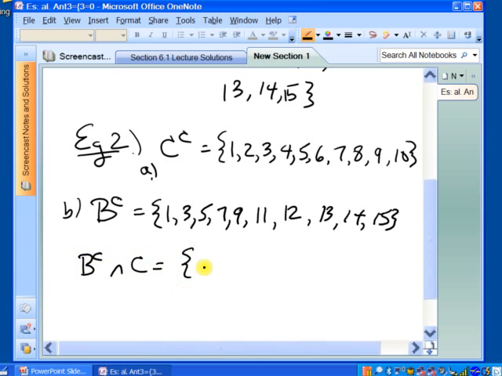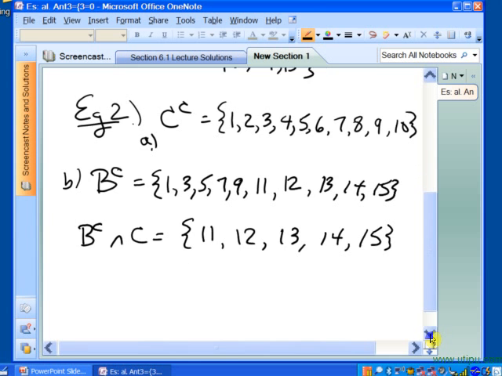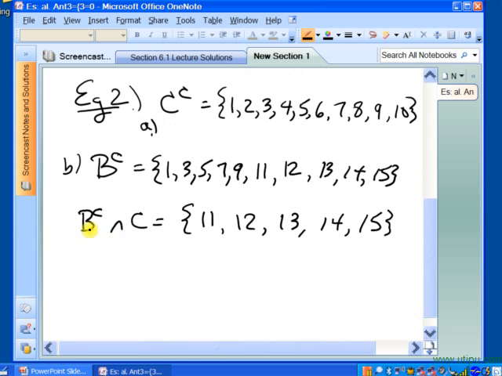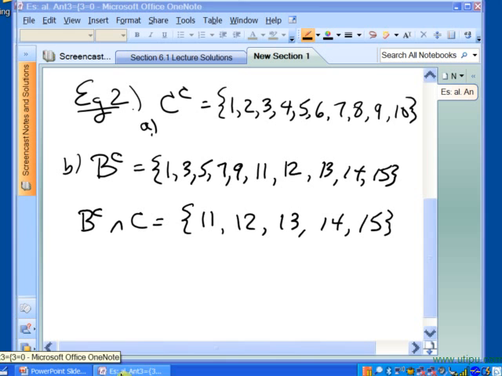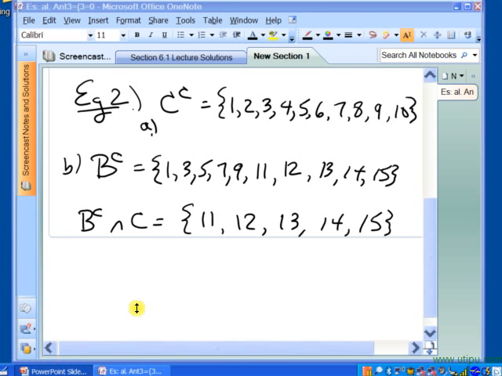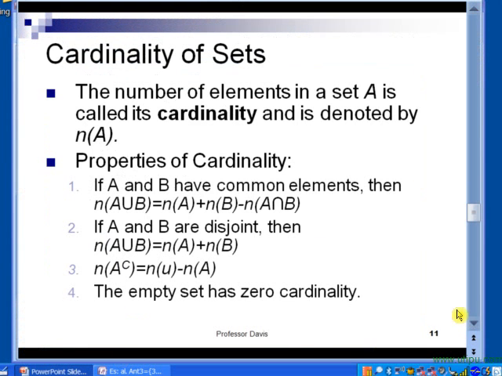So we want to find out what's in common with that and set C. Well, let's see. 11 is in common with both of them, so that would be in the intersection. Same for 12, 13, 14, and 15. So there is B complement intersect C.